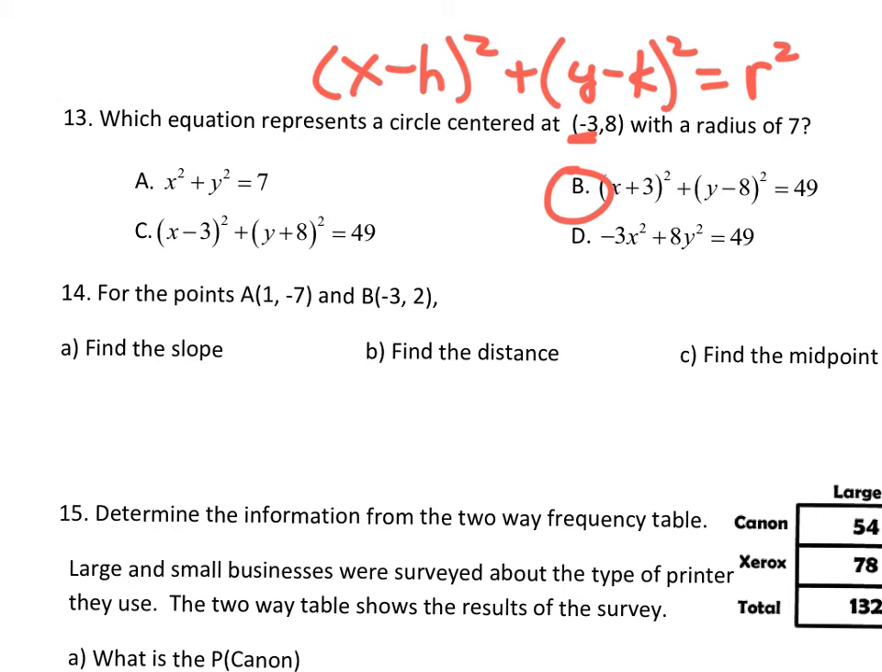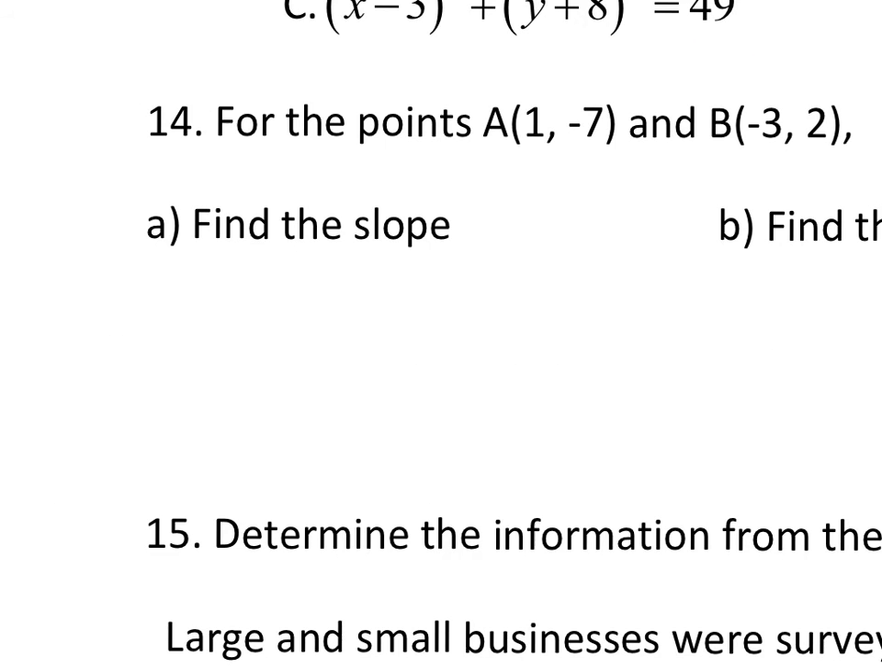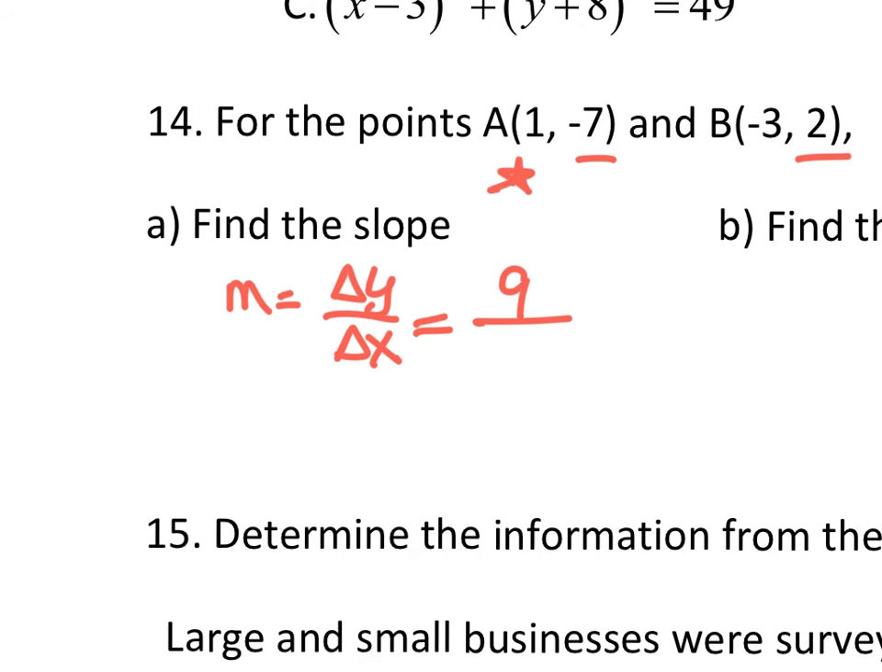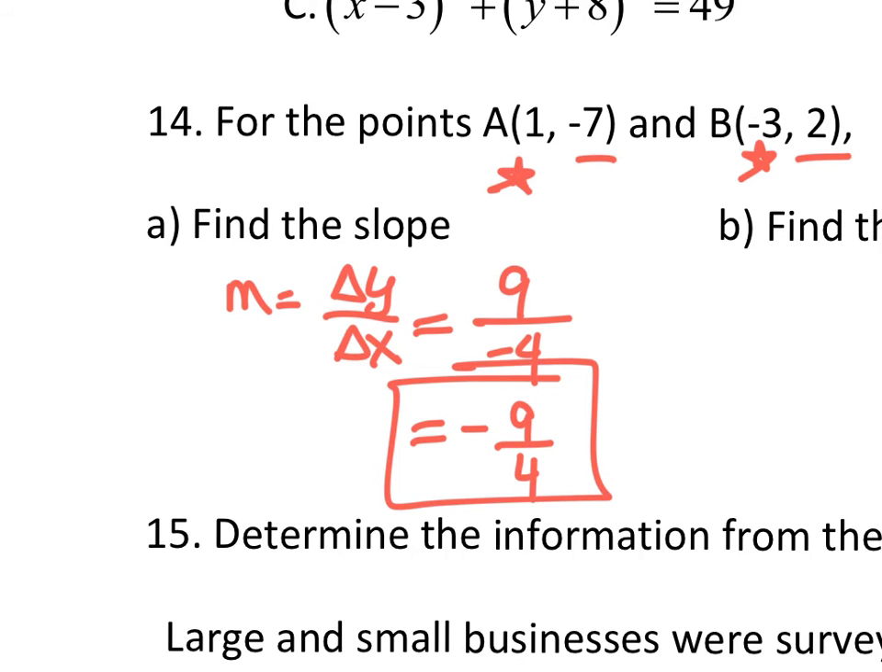For the next problem, we're finding slope, distance, and midpoint of those 2 points. Slope is change in y over change in x. So the change in the y coordinates goes from -7 to 2, so that goes up 9. The x coordinate goes from 1 to -3, so that goes down 4. So the slope is -9 over 4, and that's our rate of change.